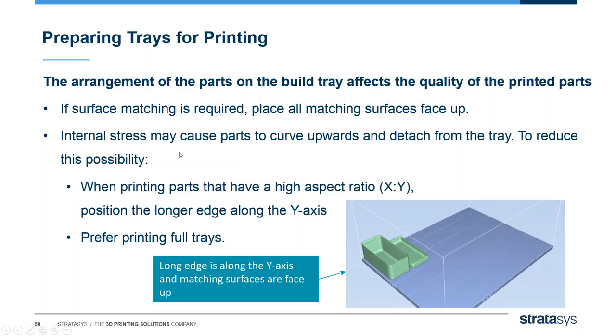The next point is internal stress. It may cause parts to curve upwards. To position parts with a high XY aspect ratio, as we know from other materials, 5:5 or 4:50, please place them along the Y axis to avoid any upwards curved surfaces.